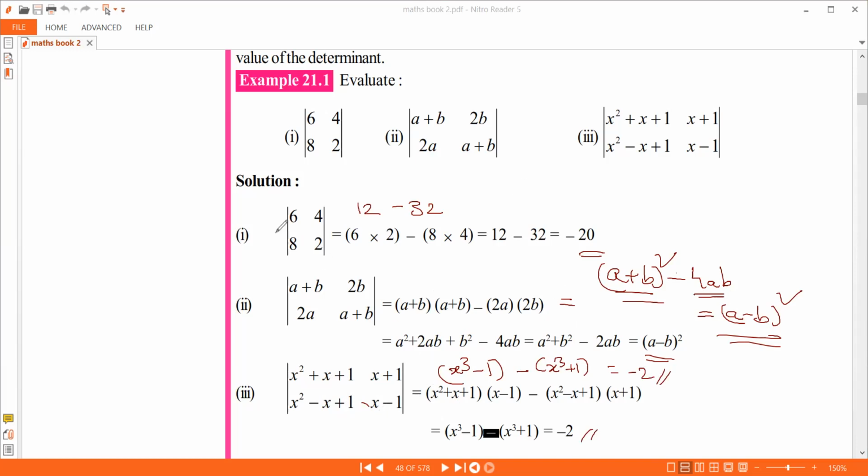You have to remember this. x cube minus 1 is (x minus 1) into (x square plus x plus 1). And x cube plus 1 is (x plus 1) into (x square minus x plus 1). So these are the factors. These factors you have to remember. This is very important. Now we'll move on.